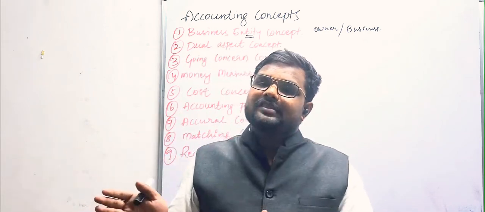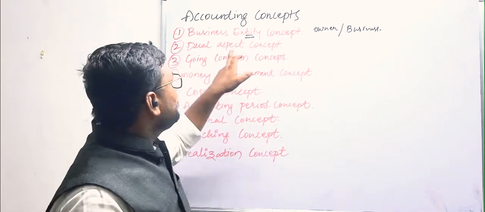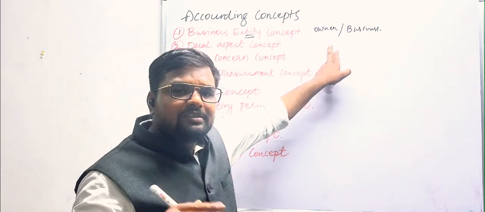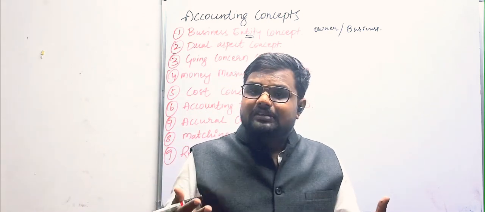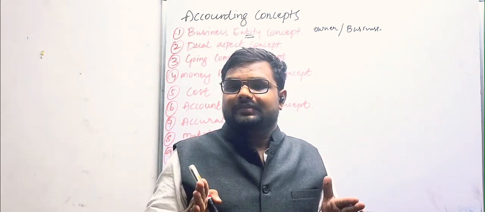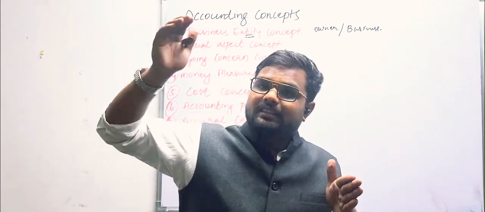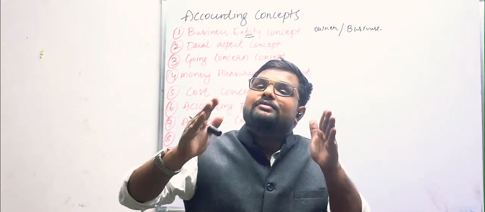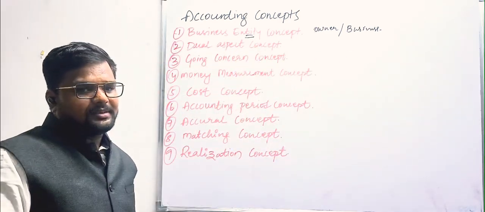So business expenses are business expenses, owner expenses are owner expenses when you are following business entity concept. Simply, owner is different from his business. Whatever money he is giving as capital is treated as a liability for the business. We are taking from the owner, we need to return the capital back to the owner. So the capital the owner is giving is also a liability for the business. So that is business entity concept.